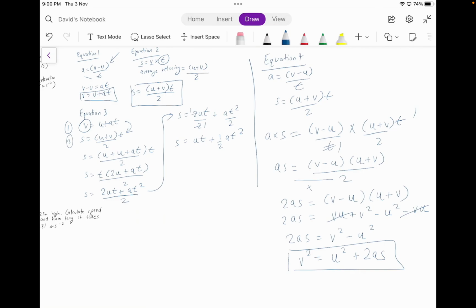Now, SUVAT equations are generally used for motion with constant acceleration. Let's say for an object that's just falling in a uniform gravitational field without air resistance. That can also be mentioned out there.